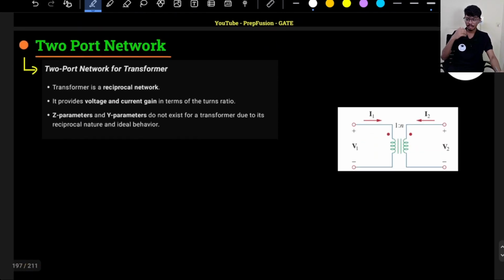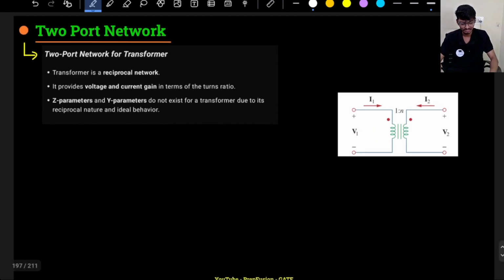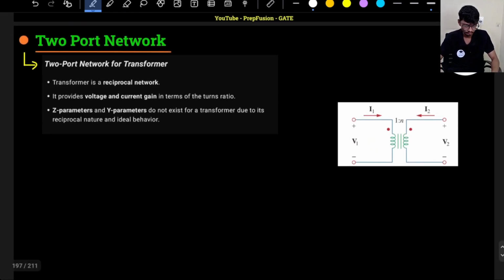Now let's understand a bit about transformers. We have discussed transformers. So a transformer is actually a reciprocal network. Why? Because if you give some excitation here, the same type of current you will get here, right? So it is a reciprocal network. This you can verify with the ABCD parameters, but for a transformer the Z and Y parameters do not exist.